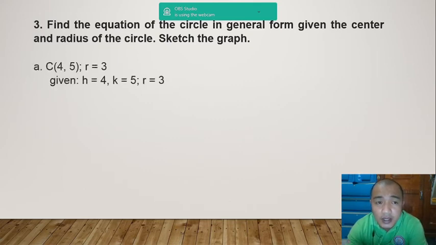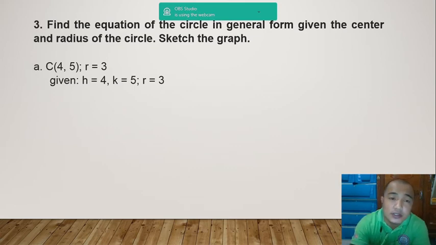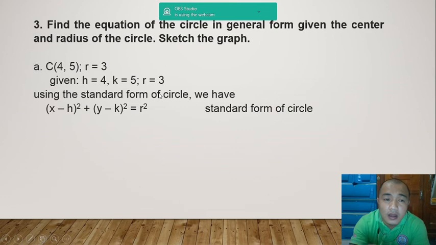Center is 4, 5, radius is 3. So, first step, identify yung h, k, and r. Okay? Because you will need this in substituting to the standard form. Okay? So, h is 4, k is 5, r is 3. So, after that, all we have to do now is to substitute h, k, and r to the standard form of the circle. Okay.